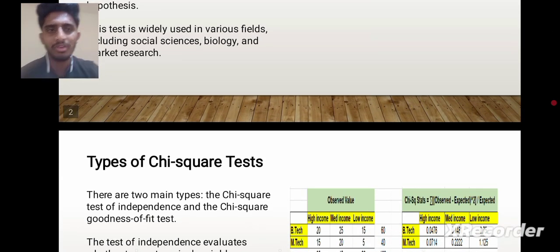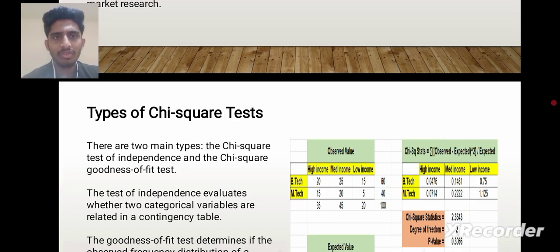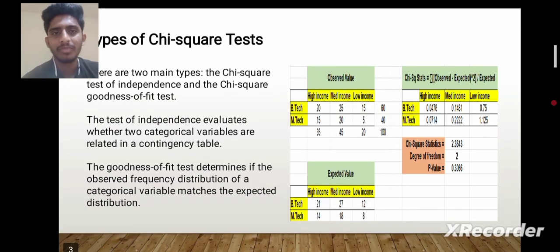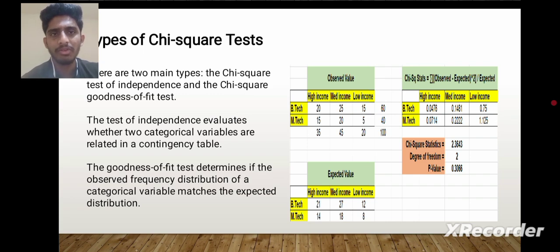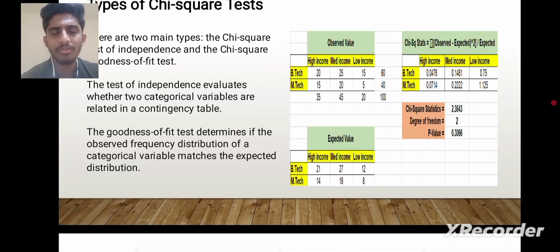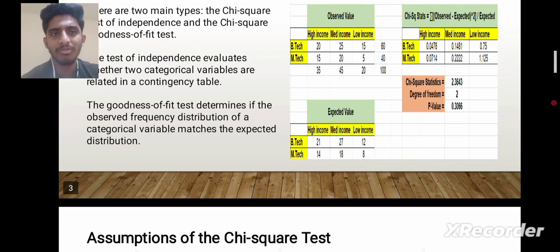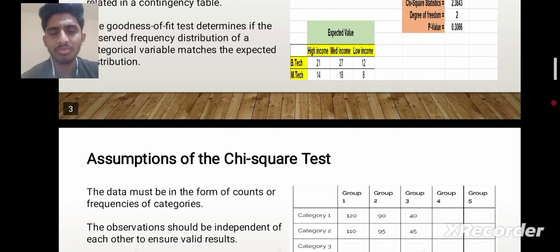The types of chi-square test. There are two main types: the chi-square test of independence and the chi-square goodness of fit test. The test of independence evaluates whether two categorical variables are related in a contingency table. The goodness of fit test determines if the observed frequency distribution of a categorical variable matches the expected distribution.